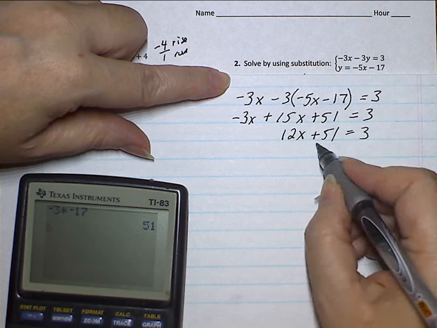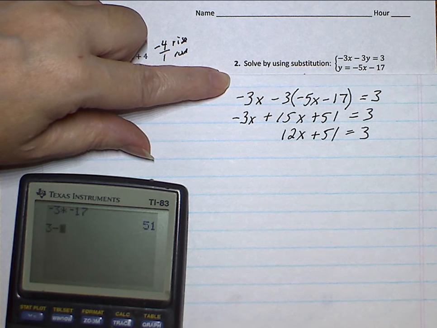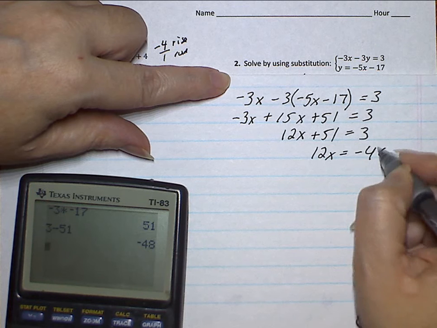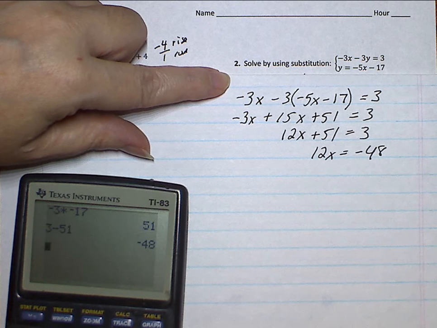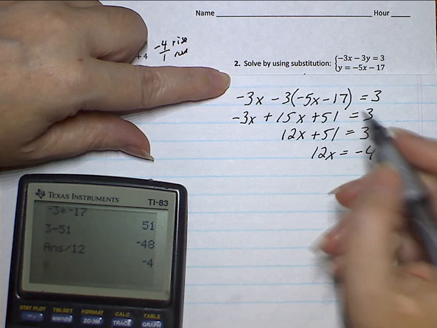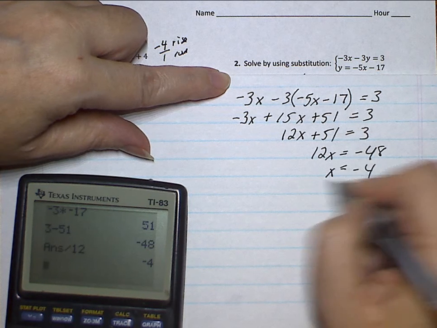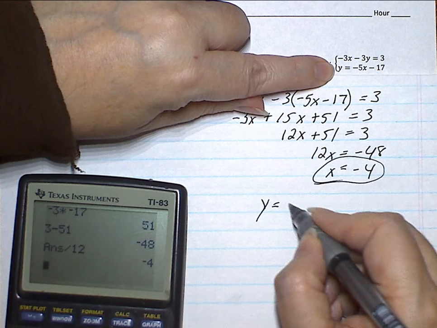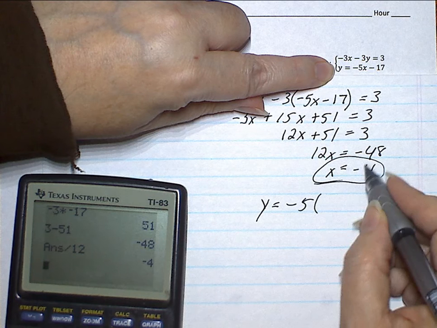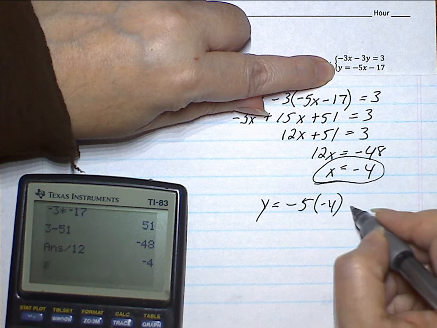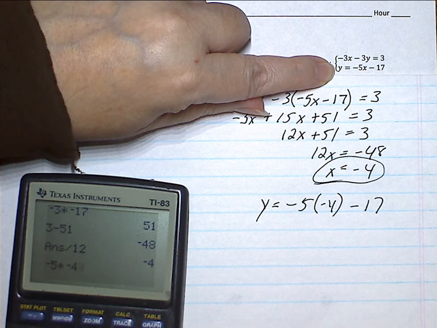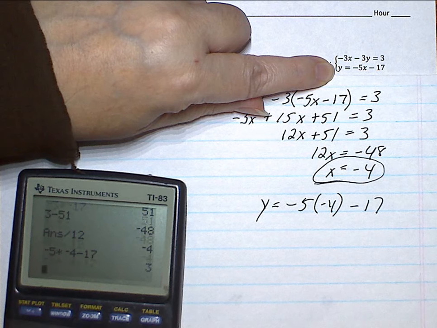I'm going to subtract 51, so I have 3 minus 51. So 12x is equal to a negative 48, and then divide by 12. So x is equal to a negative 4. Then we put it into the y, so we have y is equal to negative 5x, which is negative 4, minus 17. So I have negative 5 times negative 4 minus 17 gives me a 3.